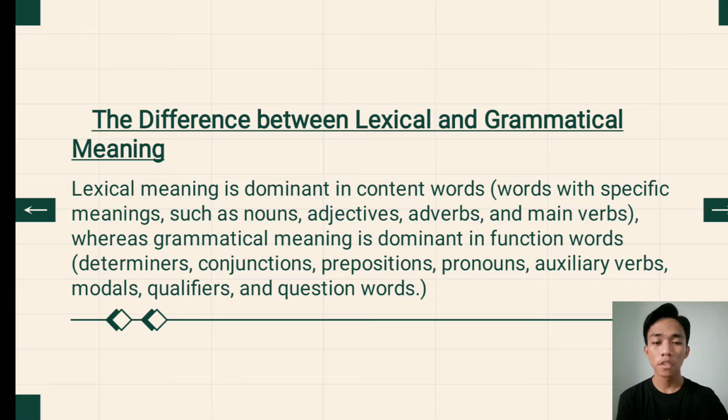Next, the difference between lexical and grammatical meaning. Lexical meaning is dominant in content words, words with specific meanings such as nouns, adjectives, adverbs, and main verbs, whereas grammatical meaning is dominant in function words: determiners, conjunctions, prepositions, pronouns, auxiliary verbs, modals, qualifiers, and question words.